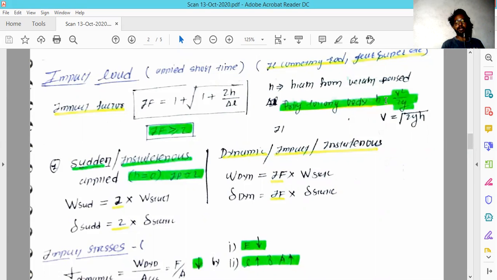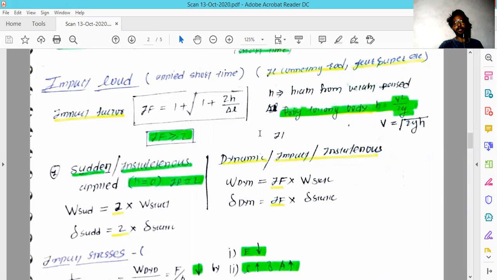We know the impact load has a small time span, and due to that, the impact is going to act and it will create a sudden reaction. Due to that, work is done by the forces, and due to that, the deformation is going to take place. So in that condition, we have to find out the deformation due to this impact load.